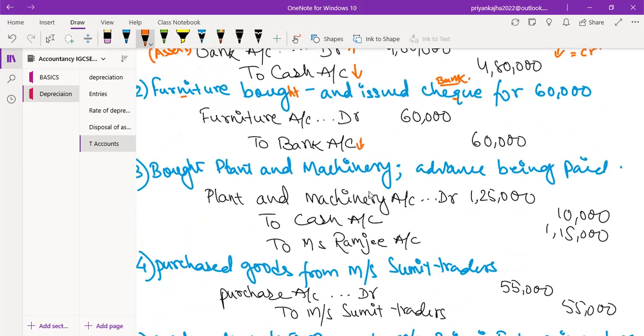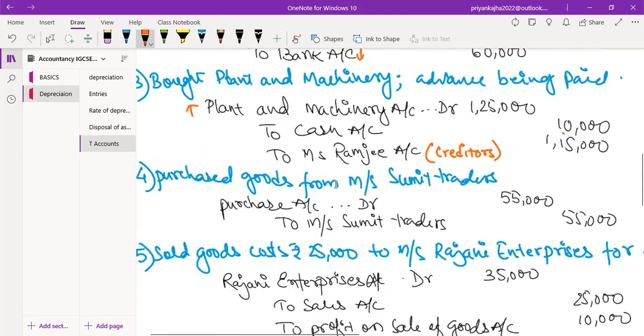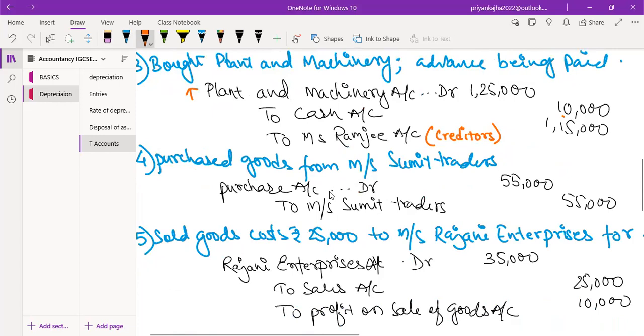Third transaction: bought plant and machinery and an advance was paid. The value of that plant and machinery was 1,25,000. This is an asset for us and its value has increased, so we are debiting it. Now the payment is being made: an advance of 10,000, which means the remaining amount is still unpaid. The person from whom this plant and machinery was purchased is the company's creditor. So we have to write his name in our books so that we can pay him in the future, and that is 1,15,000.